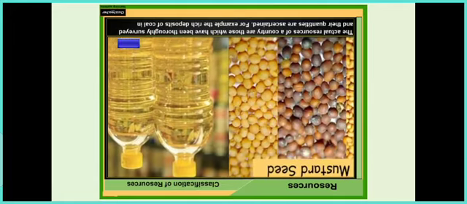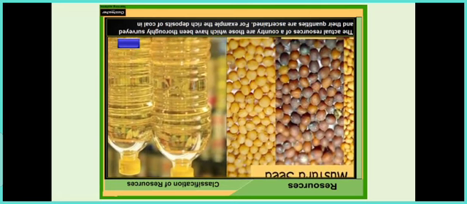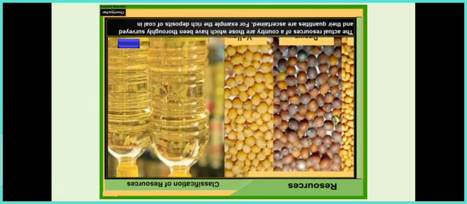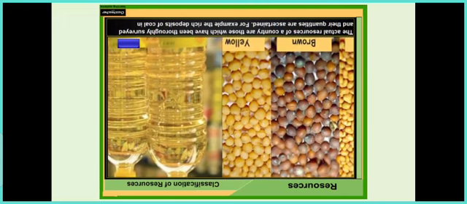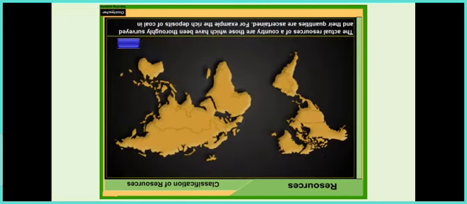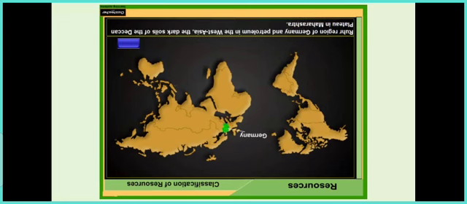Actual resources. The actual resources of a country are those which have been thoroughly surveyed and their quantities are ascertained. For example, the rich deposits of coal in the Ruhr region of Germany and petroleum in the West Asia, the dark soils of the Deccan Plateau in Maharashtra.